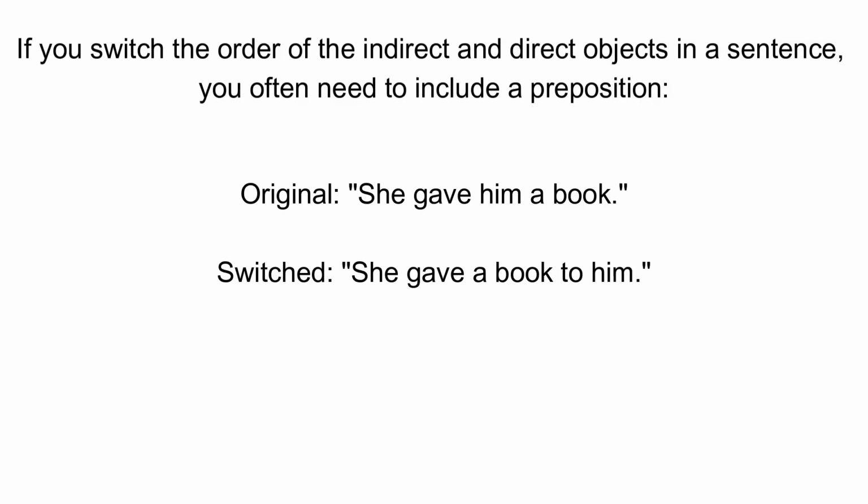One more thing before we wrap it up. If you switch the order of the objects in the sentence, you'll often find you need to add a preposition for clarity. Like in our example, she gave him a book becomes she gave a book to him. See the addition of to? And there you have it, the fascinating world of direct and indirect objects. Keep practicing, and soon you'll be a pro at spotting them in a sentence.